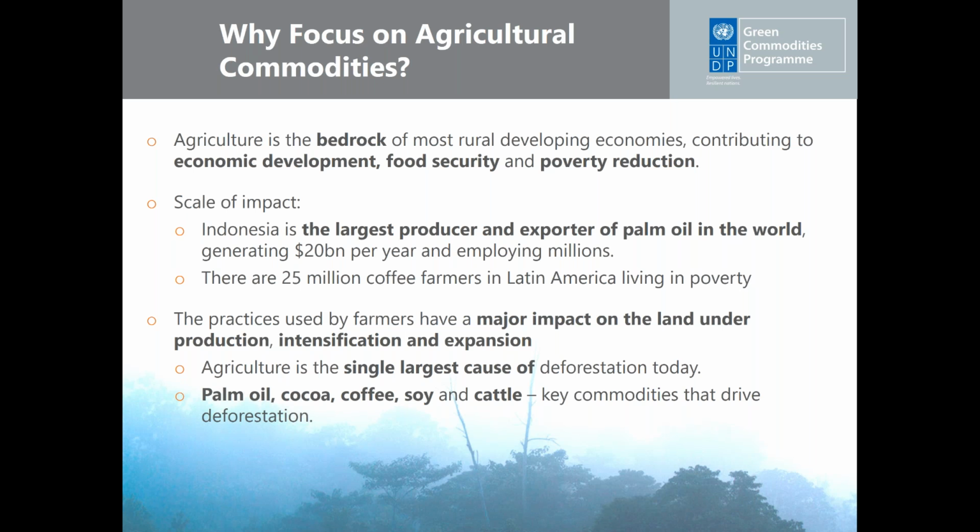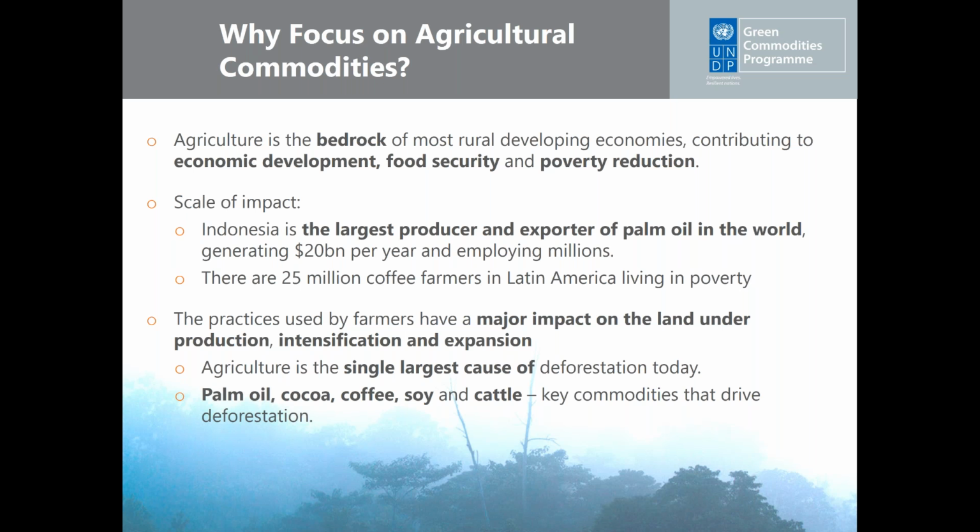Deforestation and forest degradation account for 20% of total greenhouse gas emissions. Forests cover 30% of our planet, but could completely disappear in 100 years at the current rate of deforestation from agricultural commodities. The practices used by farmers and others have a major impact on the land under production.